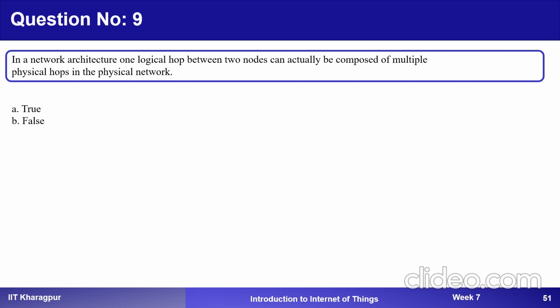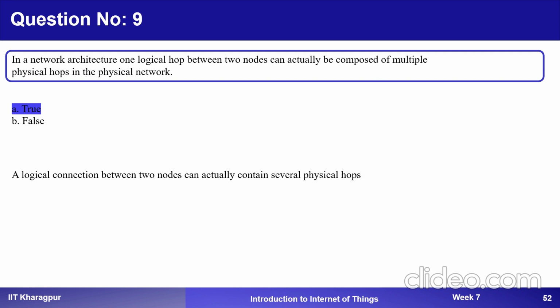Next question is, in a network architecture, one logical hop between two nodes can actually be composed of multiple physical hops in a physical network. Options are true or false. Option A, true. Yeah, this statement is true. Logically, there should be one hop and physically it can be multiple.